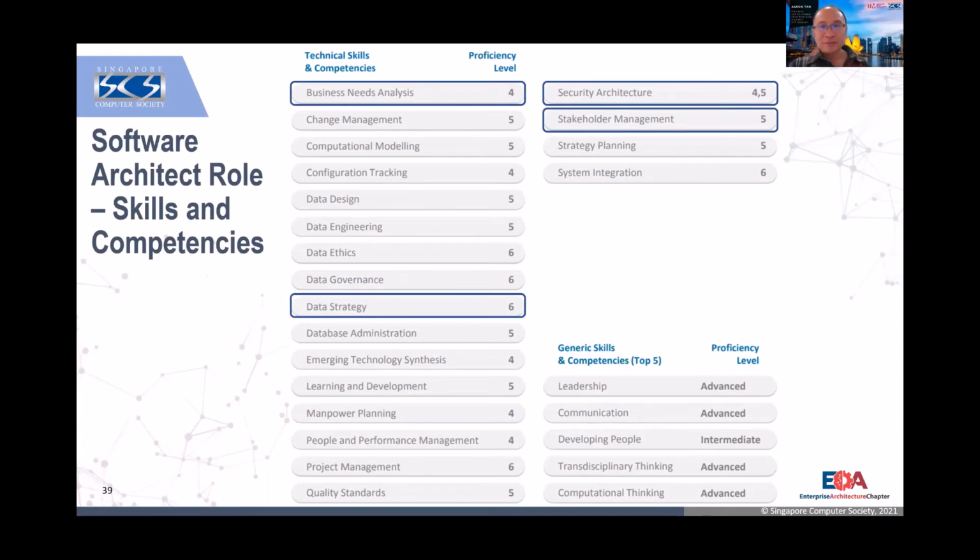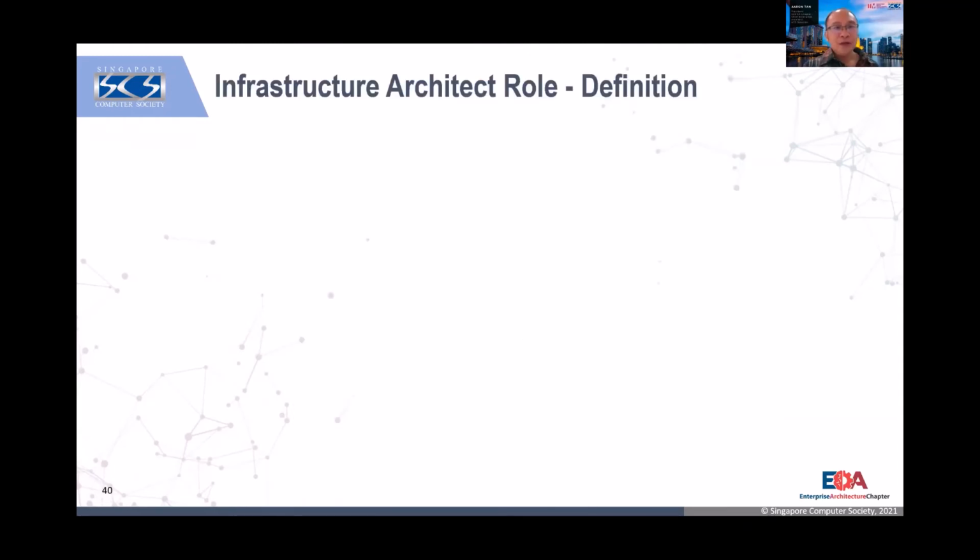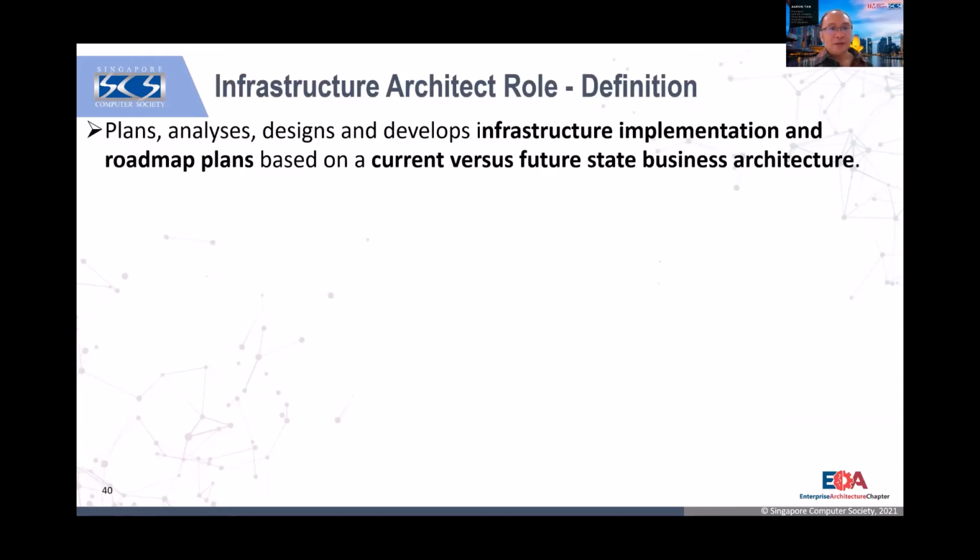Of course, stakeholder management and strategy planning are also very, very critical. So architects are involved in all these so-called activities and require this skill set. The next one is on the infrastructure. So basically, develop the infrastructure implementation and roadmap plan, again, to achieve the future state of business architecture, right?